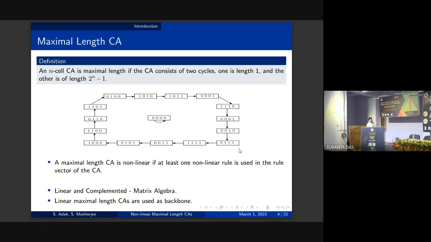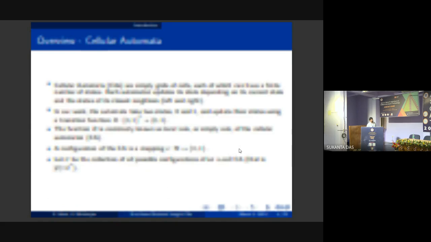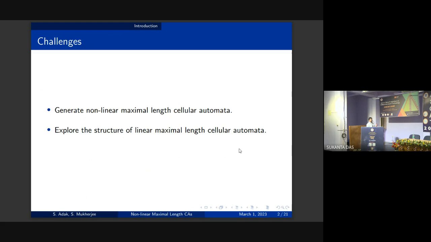So in the case of nonlinear maximal length CA, there is no support from that particular side, that is matrix algebra. So at this point, our challenge is, can we extend the support of linear maximal length CA to the nonlinear maximal length CA? That means, can we get support from the linear maximal length CA? Or in other words, can we generate the nonlinear maximal length CA using the linear maximal length CA? So that is the main challenge actually.